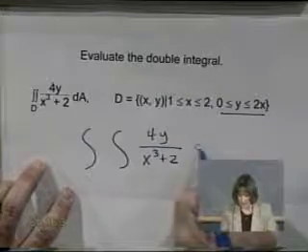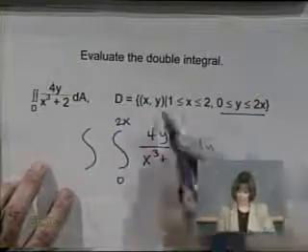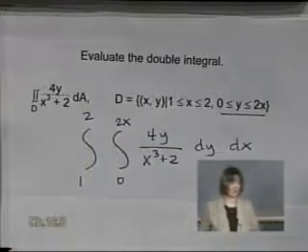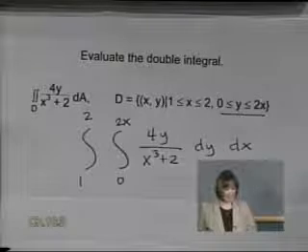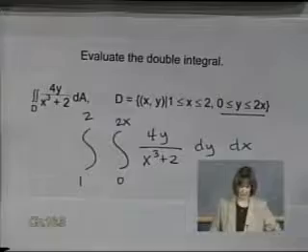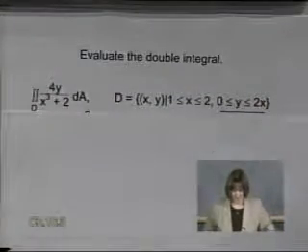Since y is ranging from 0 to 2x, that's going to be your inner guy, and then your x is ranging from 1 to 2, that's your outer guy. I'd like to take a second, though, just to draw the region so you can understand why the limits of integration are as they are. All right, so let's look.